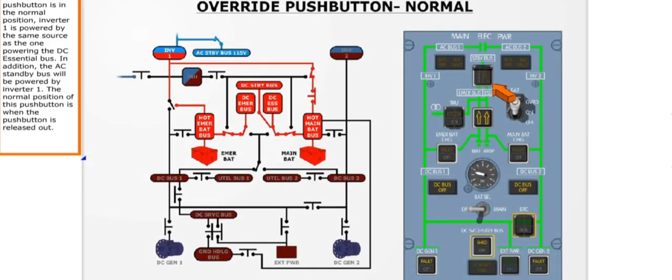When the override push button is in the normal position, inverter 1 is powered by the same source as the one powering the DC essential bus. In addition, the AC standby bus will be powered by inverter 1. The normal position of this push button is when the push button is released out.